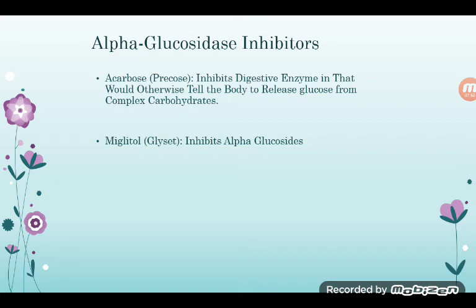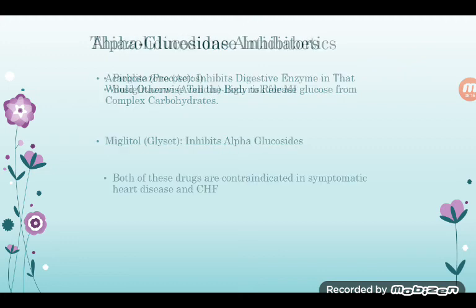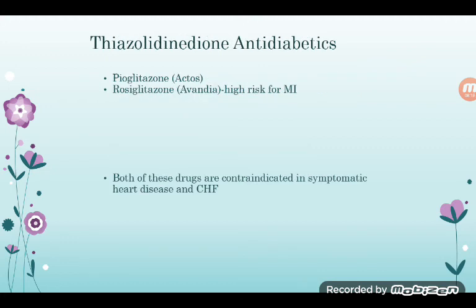Alpha-glucosidase inhibitors include acarbose and miglitol. And these inhibit digestive enzyme that would otherwise tell the body to release glucose from complex carbohydrates. Thiazolidinedione antidiabetics. Avandia and Actos sit under this tongue twister. In these categories with the Avandia, people are at very high risk for MI and contraindicated in CHF.